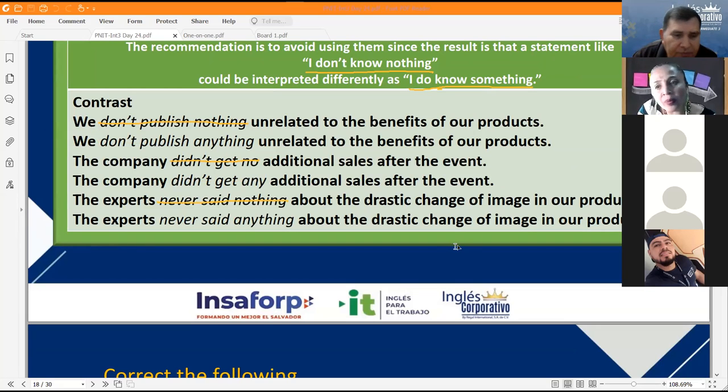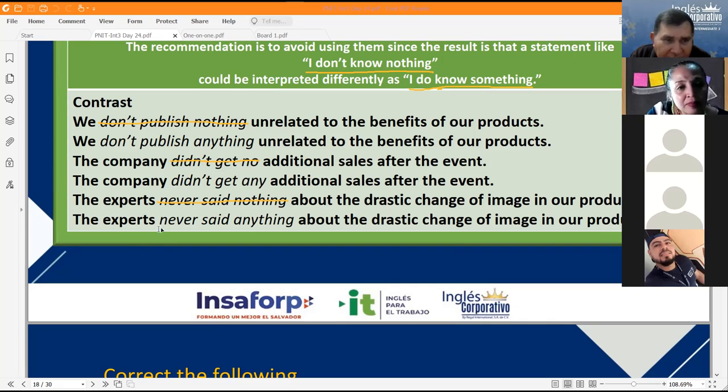Don't publish nothing. Nothing is negative. So it's wrong. Instead of using nothing, we have to use anything. We don't publish anything unrelated to the benefits of our products. Didn't get any additional. The company didn't get any additional sales after the event.